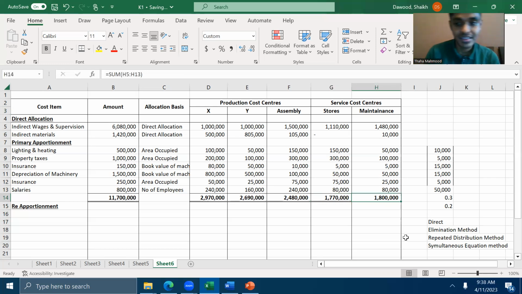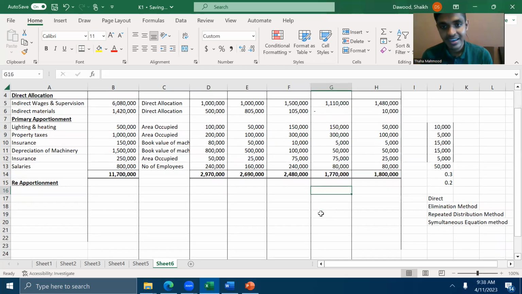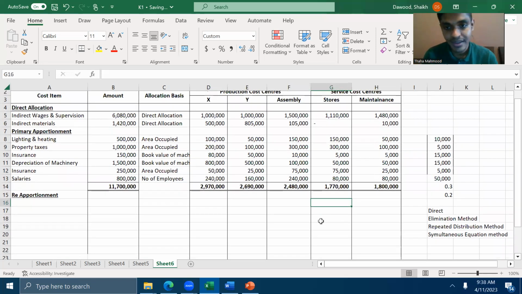But in the elimination method we assume that one service cost center provides services to the other, but the other does not provide to this. Let's say stores provides to the maintenance, but the maintenance does not provide to the stores. So what we do is we firstly reapportion the stores to the maintenance, and then the maintenance we reapportion to the production cost centers. We do not reapportion back to the stores. That is what happens in the elimination method, and in such situations we can use it.